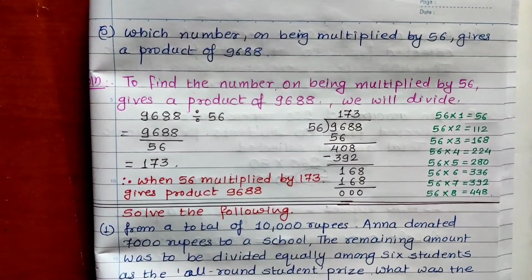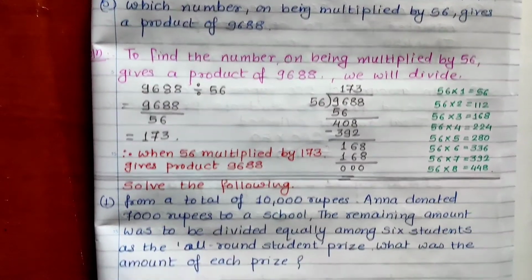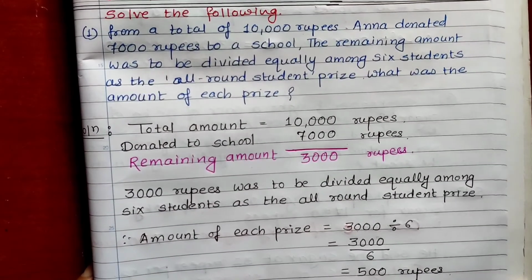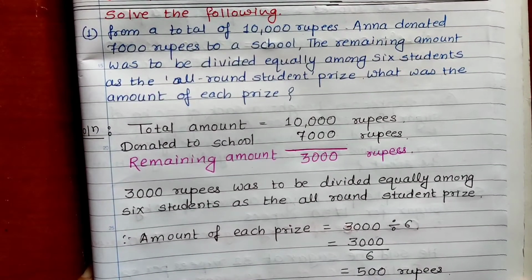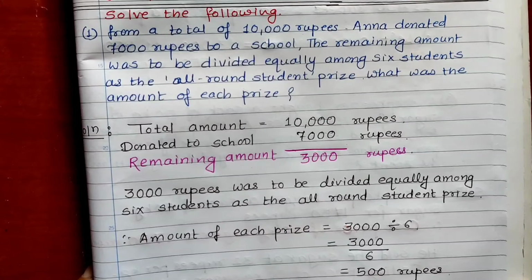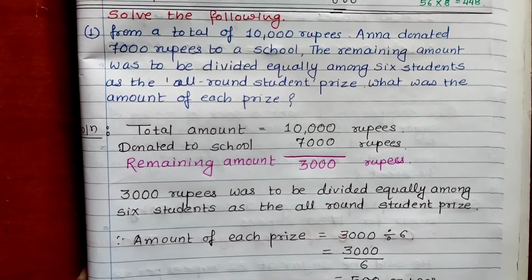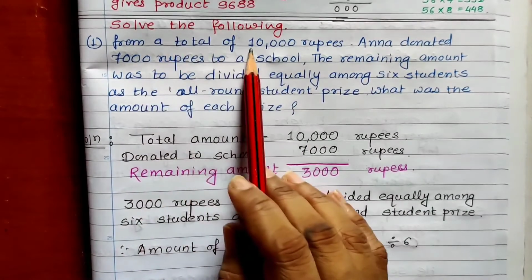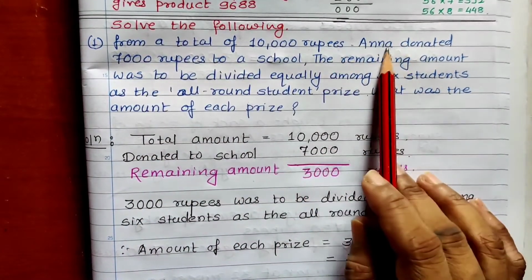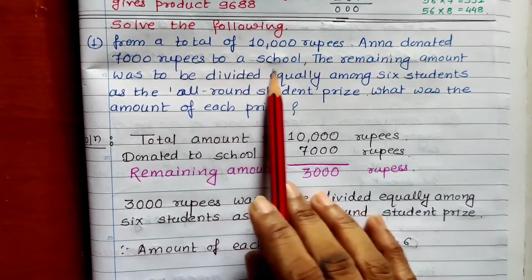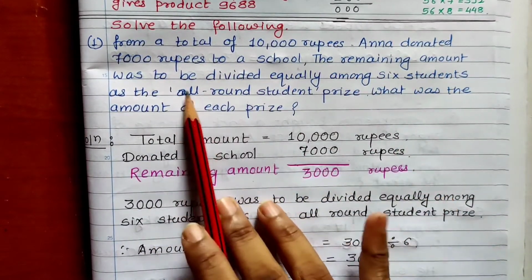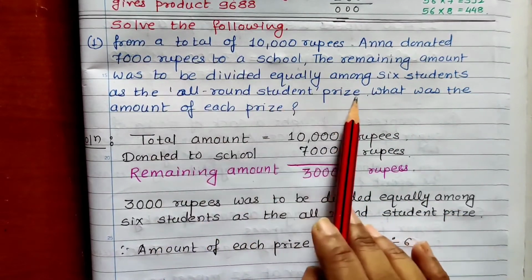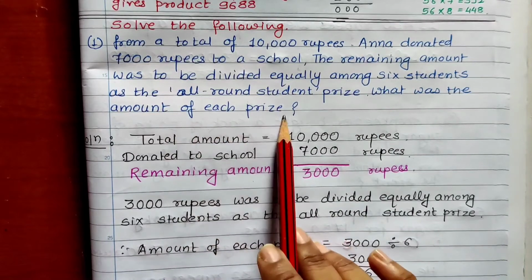Now next question. In the next question, it is not necessary that we will always have to do division. Maybe we will have to do multiplication also, depending upon the conditions given in the question. So let us read this question first. From a total of 10,000 rupees, Anna donated 7,000 rupees to a school. The remaining amount was to be divided equally among 6 students as the all-round student prize. What was the amount of each prize?